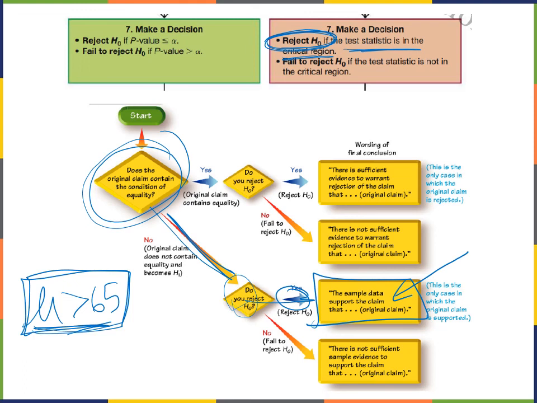The sample mean was 67. Is that greater than 65? Yeah, it's greater than 65. Is it big enough that we can support this claim? At first, I would say I'm not sure. That's pretty close. But based off our sample information, the sample data will support this claim. Okay? So we can say that the average score is greater than 65 based off of our sample information.